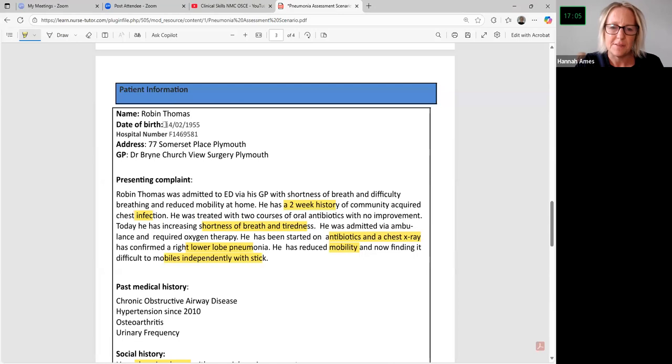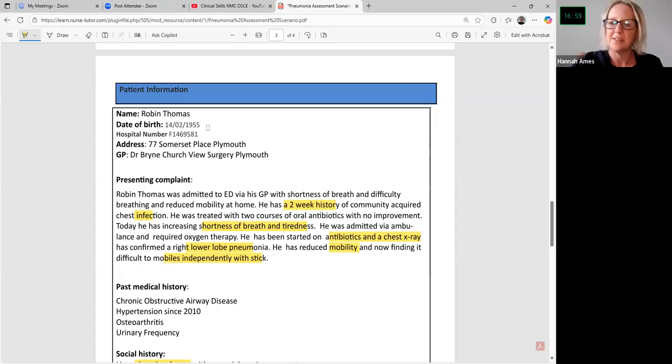Okay, thank you, Robin. Before I continue, I just want to check your ID and your allergies before I go on with that assessment. Okay, so could you just tell me your full name and date of birth, please? Okay, so I've got Robin Thomas, and your date of birth, you said, is the 14th of the 2nd, 1955. So I'm checking that against my documentation, which matches.